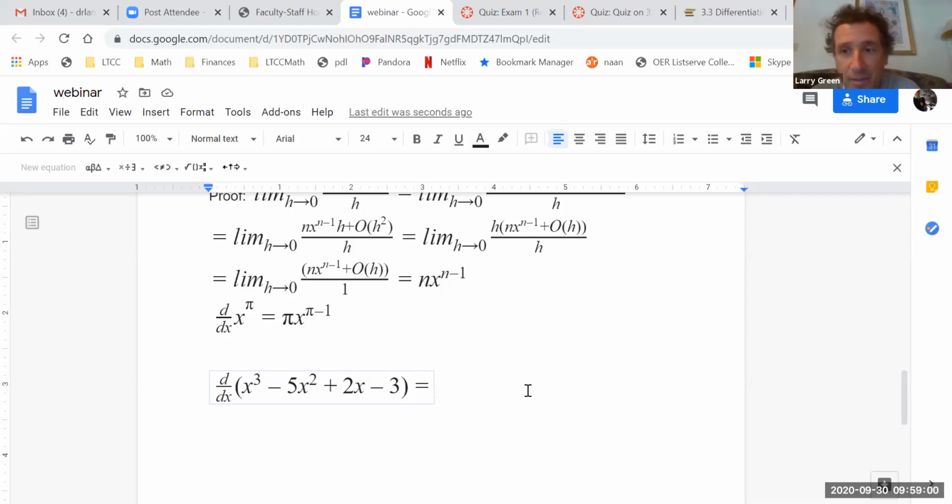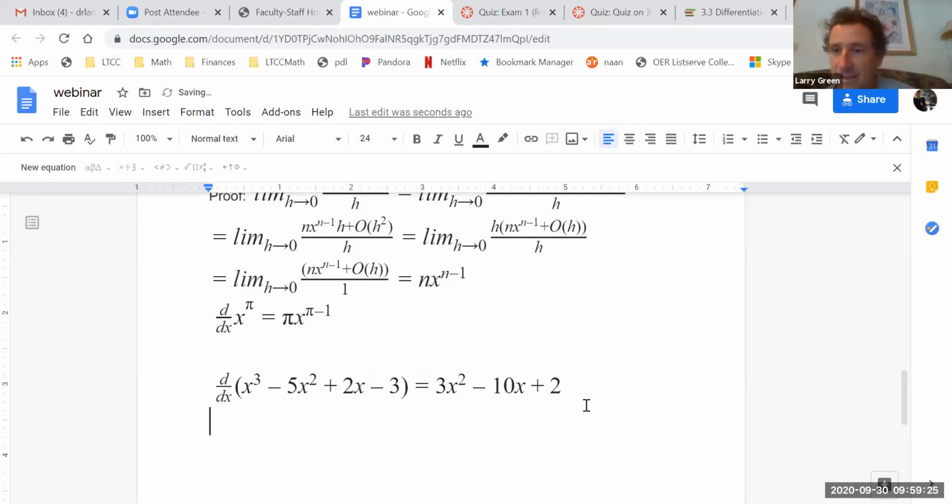Yeah, we start with the x cubed, and that's going to be 3x squared. And then we have a minus 5x squared, and that'll be minus 5 times 2 is 10x. And then we have the derivative of 2x, that's plus 2. And then we have the derivative of negative 3, and that's just 0, and I'm done. So polynomials are easy. Do y'all agree? Okay, I'll do another one. It's a little harder, but not that hard.